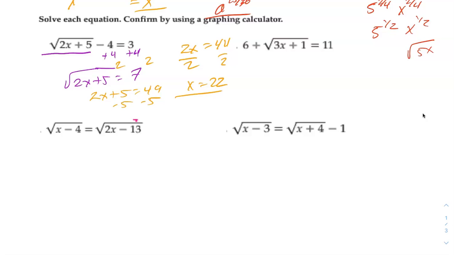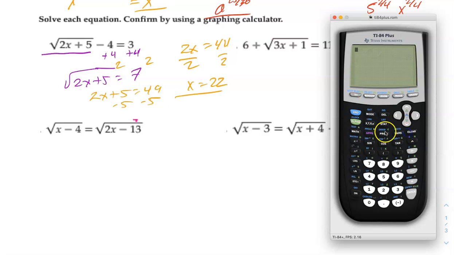So there we go. I guess they want me to check using a calculator. I'll do this once so you can see what they mean. They mean literally just plug it in and see if it works. Because you do want to check your work and make sure it's right. So square root of 2 times 22 plus 5 minus 4. 3. So that does work.